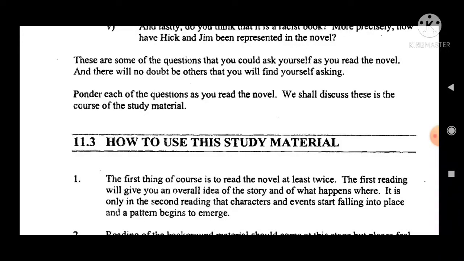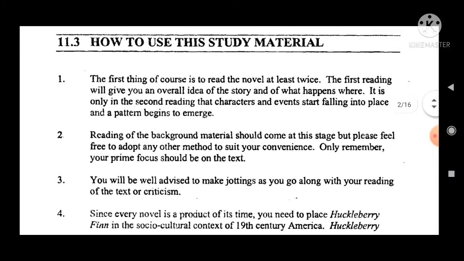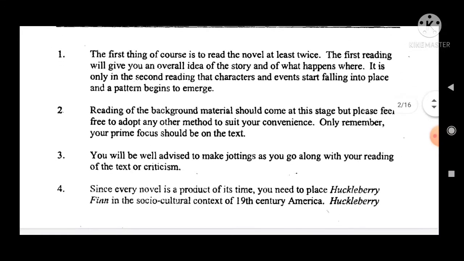Ponder each of the questions as you read the novel. We shall discuss this. This is the course of the study material. So, how to use this study material? The first thing is to read the novel at least twice.